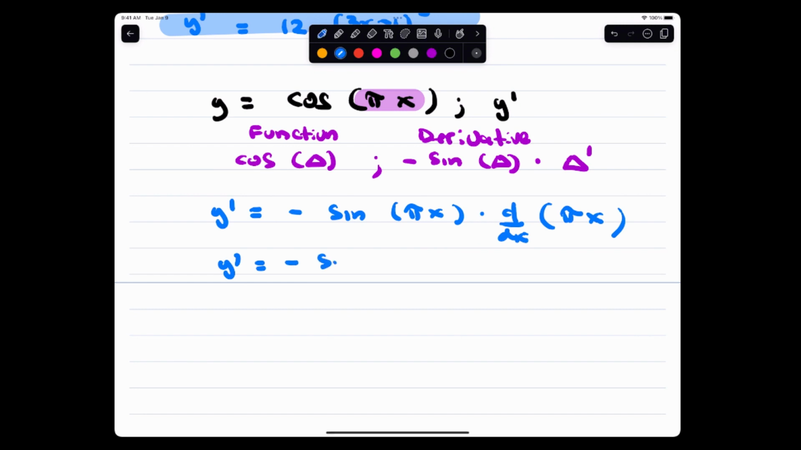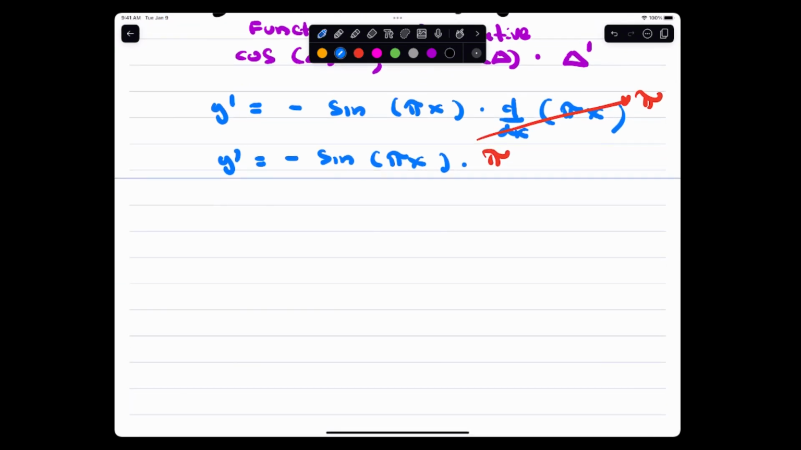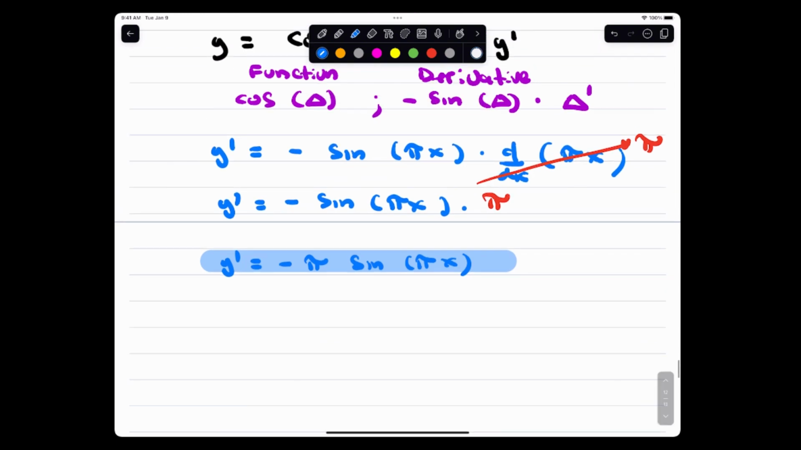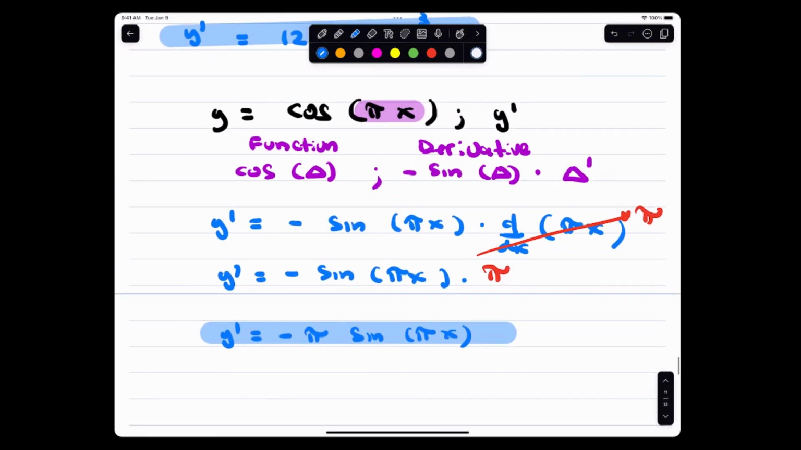So this is minus sine of what? Pi x times, what is this? Times pi. Your derivative will be minus what? Pi times sine pi x. Okay?